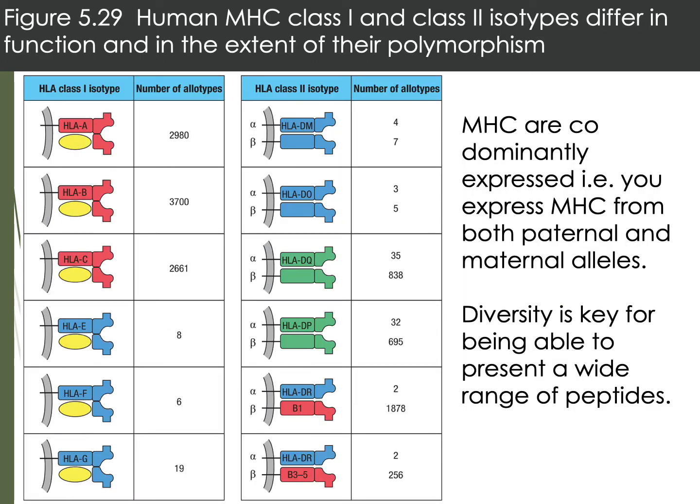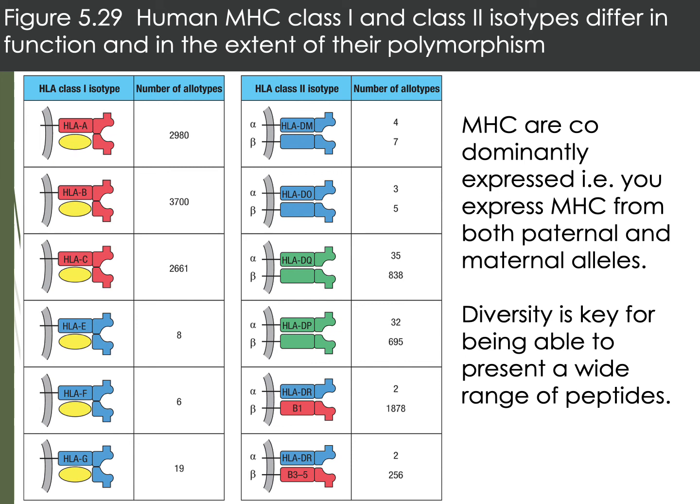So unlike the B cell receptor and the T cell receptor, MHCs are co-dominantly expressed. That means that you express MHCs from both maternal and paternal alleles. So both from your mom and dad, your immune cells are going to have MHC class 1s from both of them on all of those cells that have MHC class 1 and class 2. B cells and T cells, they're only expressing one of those alleles, either your paternal alleles or your maternal alleles, to produce your receptor.